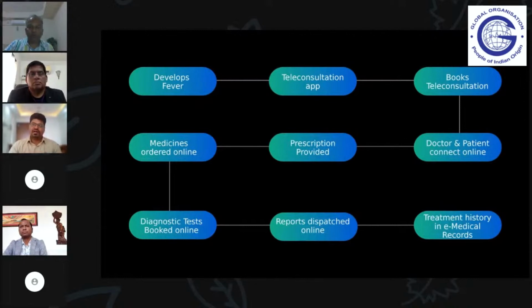People like the phlebotomist will reach the person's house within 10 or 20 minutes, right? So this will happen. Reports dispatched online, and treatment history. The best part is this: whatever is happening online is being recorded into medical records. So EMR or health records, as we say, are being recorded there, right? So this happens, and the patient takes immediate treatment even when no one is there to support the patient. And let us see what happens next.